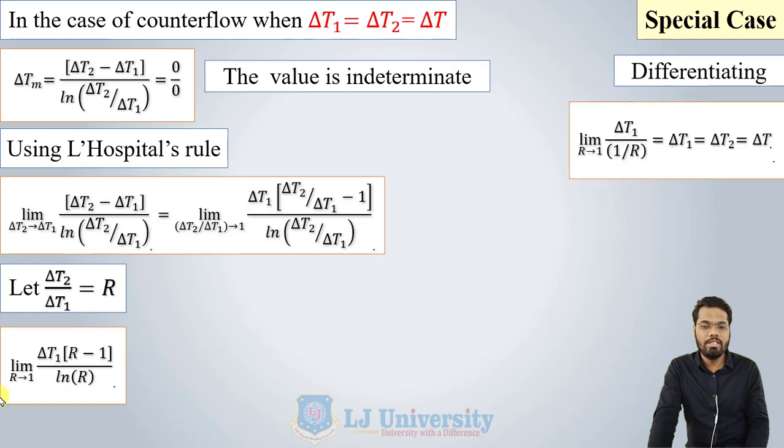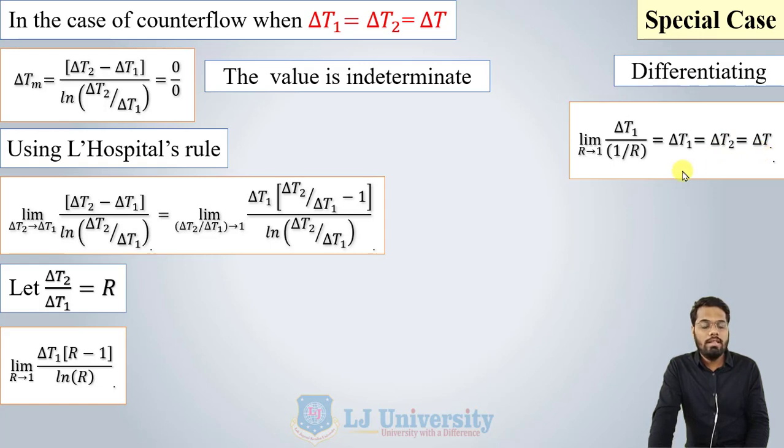So if we differentiate this, the differentiation of R becomes 1, the differentiation of 1 becomes 0. So this is 1 minus 0, so it is 1. Delta T1 remains as it is because we are differentiating with respect to R. For the log of something, the derivative is 1 upon something, so the differentiation of ln R is going to be 1 upon R. Now putting the limit R tends to 1, putting 1 instead of R, we will get delta T1, or we can say delta T2, or we can put delta T.